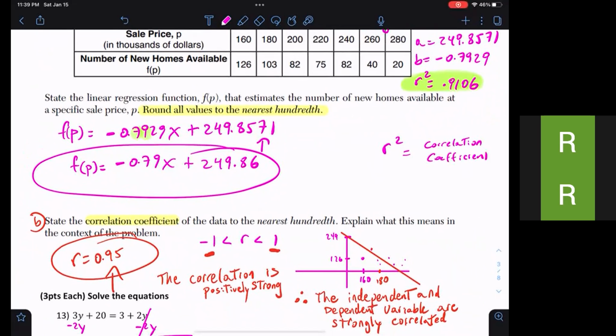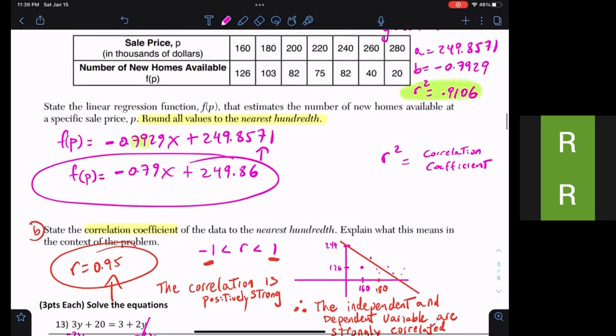What does that mean? The correlation coefficient states how strong the relationship is between, in this case, the sales price and the number of new homes available. It varies from -1 to 1, meaning the closer your R square is to -1 or 1, the stronger the correlation.